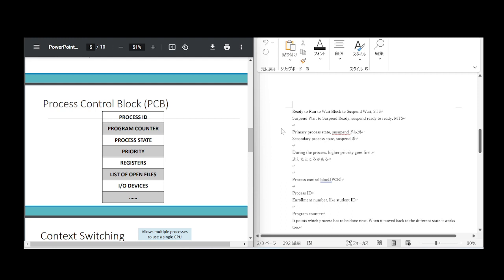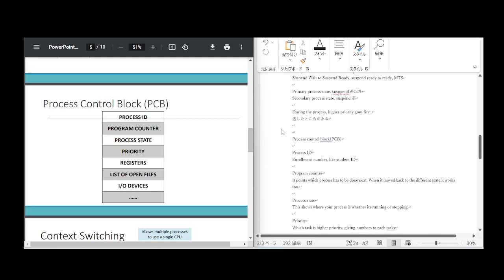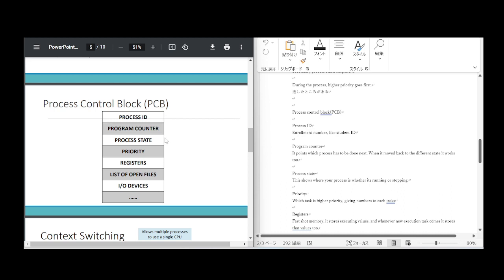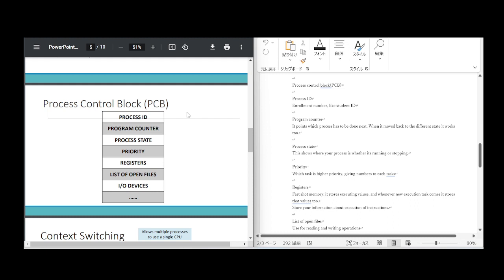So PCB. Okay, I'll explain what those are. Process ID is like they all have an ID. It's just an ID. And program counter points to which process has to be done next. So it's just a pointer. And process state shows whether the process is currently running or stopping. Priority is like giving a number and then deciding the priority.